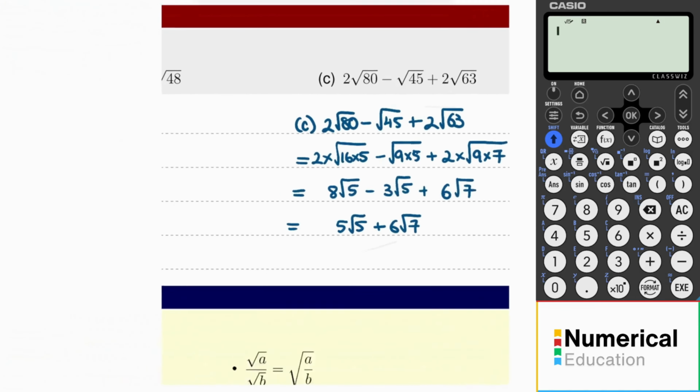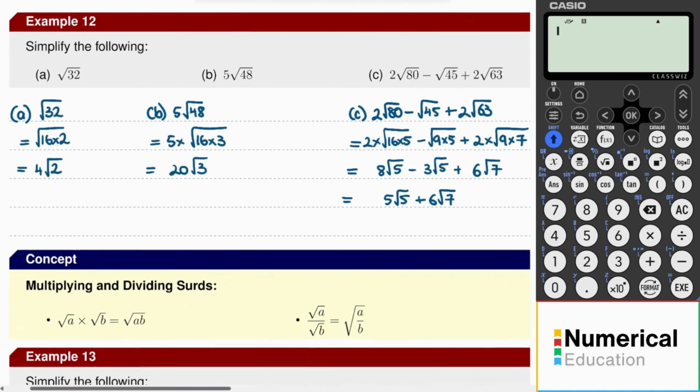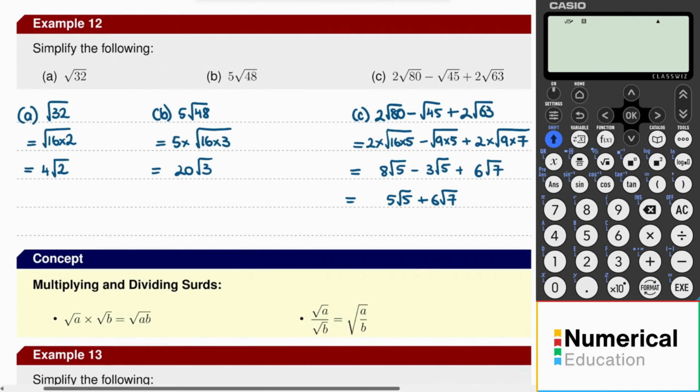So long story short, all you have to do for these types of questions over here is look for two numbers that will multiply, first one being a square number, and then you just break those numbers down like that.